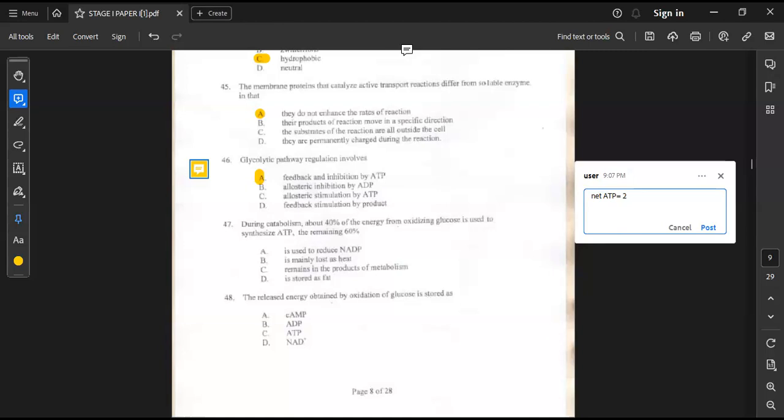On this stage, glyceraldehyde 3-phosphate dehydrogenase, you generate NADH, which when taken to the electron transport chain gives 6 ATP. Phosphoglycerate kinase, pyruvate kinase, 2 ATP.